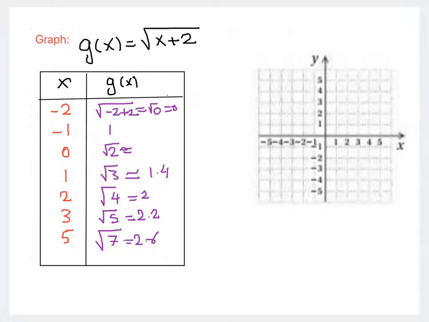Okay, let us start to plot the points on the coordinate plane. Here we have the x-axis and here we have the y-axis. The first point is negative 2, 0. What about negative 1? Negative 1, 1, then 0, the square root of 2 approximately here, 1, 1.4, 3, 2 is 2, 3 is 2.2, 5 is 2.6, and we can continue. Then we can graph the curve. So this is the graph of the function. Your turn.